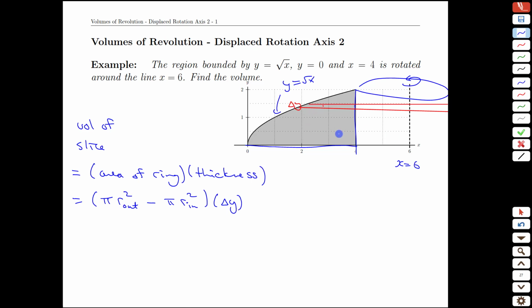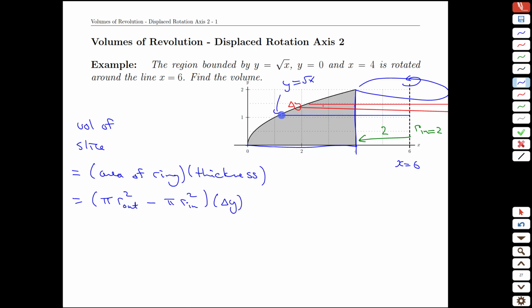The way to be successful with these kinds of problems is to, again, have a very carefully labeled diagram. This distance here is between x equals 4 and x equals 6. That's much better known as 2. And we see, in fact, that every inner radius, the hole that we're building here, always has that same fixed radius of 2. So we know our r in already. The outer radius is a little trickier. We'll draw it in here.